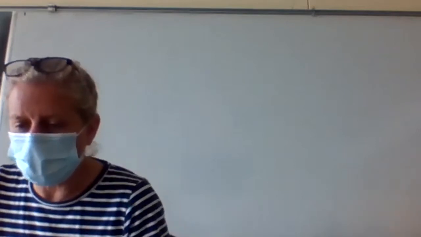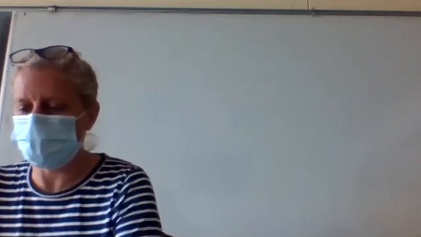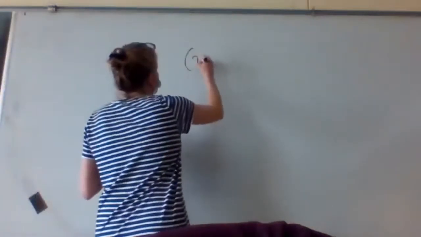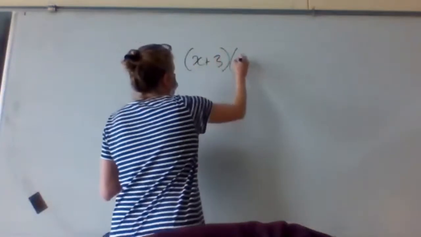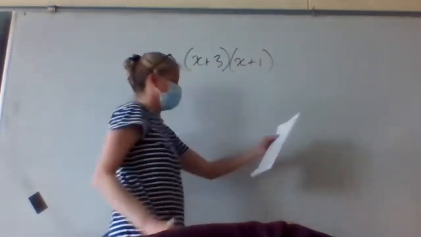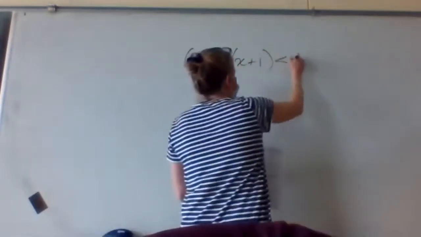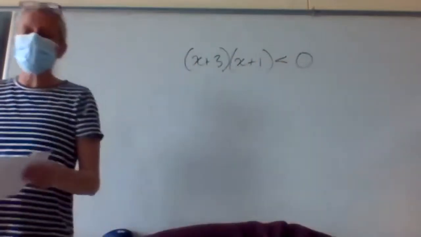Okay, looking at number 1, it says solve the following inequality. We've got (x - 3)(x + 1) is less than 0. All right, first things first.